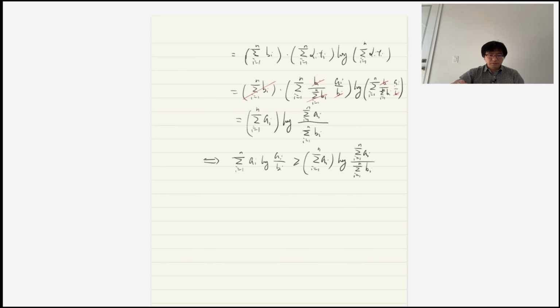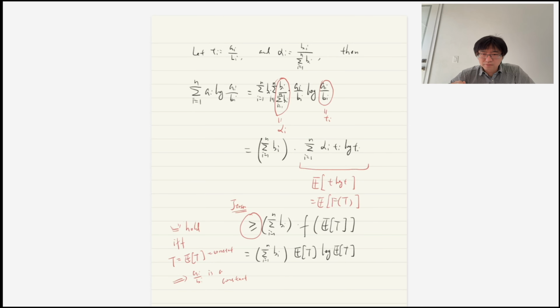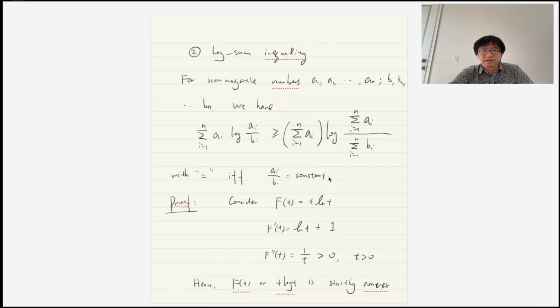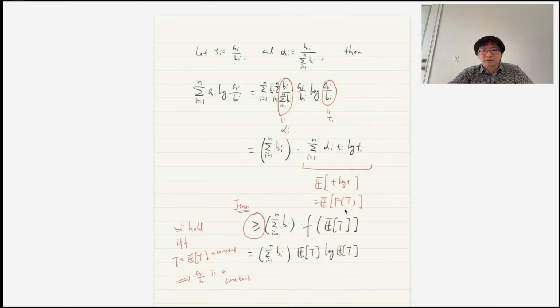Can you remind me what the function f is here? You're using Jensen's inequality. Oh yeah, it's t log t. So t log t is our function. Yes, this is our f.